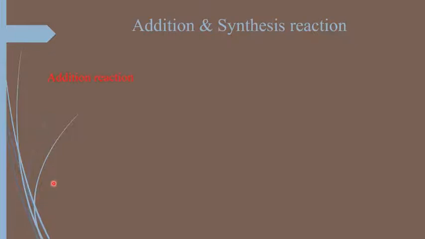So here addition and synthesis reaction have one similarity, that is only one product. You have to remember this. The similarity of these two reactions is there is only one product. And look here, this is synthesis reaction, carbon and oxygen, carbon dioxide. This is also addition reaction because only one product. Here calcium oxide and carbon dioxide produce calcium carbonate. This is addition reaction because only one product is produced.